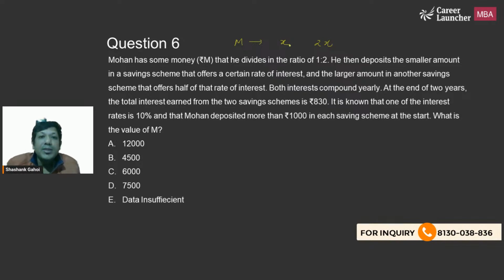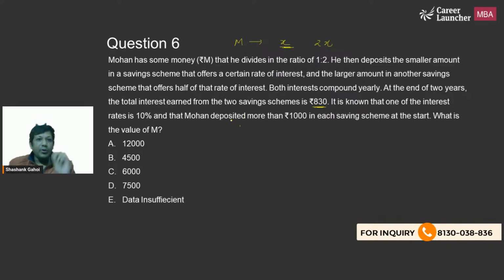Smaller amount means he does this x at a certain rate of interest, and the larger amount in a saving scheme that offers half the interest rate. Both interests compound yearly. At the end of 2 years, the interest earned from the two saving accounts is 830. It is known that the interest rate is 10%, and one of the interest rates is 10%.